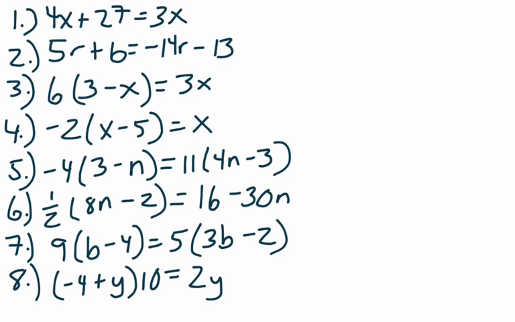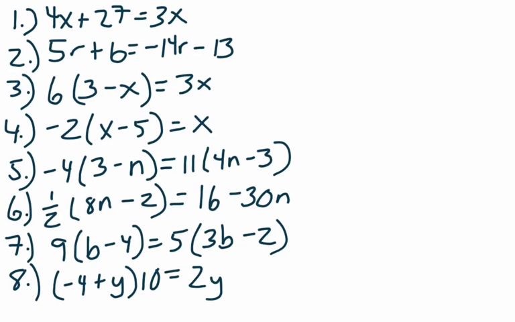4x plus 27 equals 3x. 5r, that's an r, plus 6 equals negative 14r minus 13. 6 times 3 minus x equals 3x. Negative 2 times x minus 5 equals x. Negative 4 times 3 minus n equals 11 times 4n minus 3. 1/2 times 8n minus 2 equals 16 minus 30n. 9 times b minus 4 equals 5 times 3b minus 2.